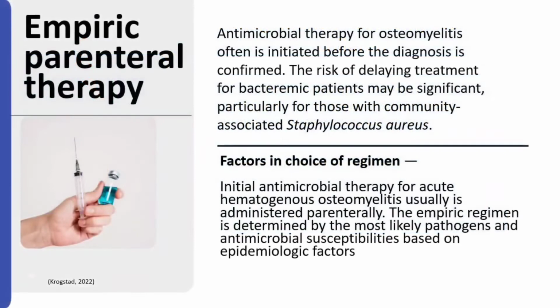Empiric parenteral therapy. Antimicrobial therapy for osteomyelitis should be initiated before the diagnosis is confirmed, because the risk of delaying treatment for bacteremic patients may be significant, particularly for those with community-associated Staphylococcus aureus. In choosing the drug regimen, there are factors to be considered. First, initial antimicrobial therapy for acute hematogenous osteomyelitis usually is administered parenterally. The empiric regimen is determined by the most likely pathogens and antimicrobial susceptibilities based on epidemiologic factors.